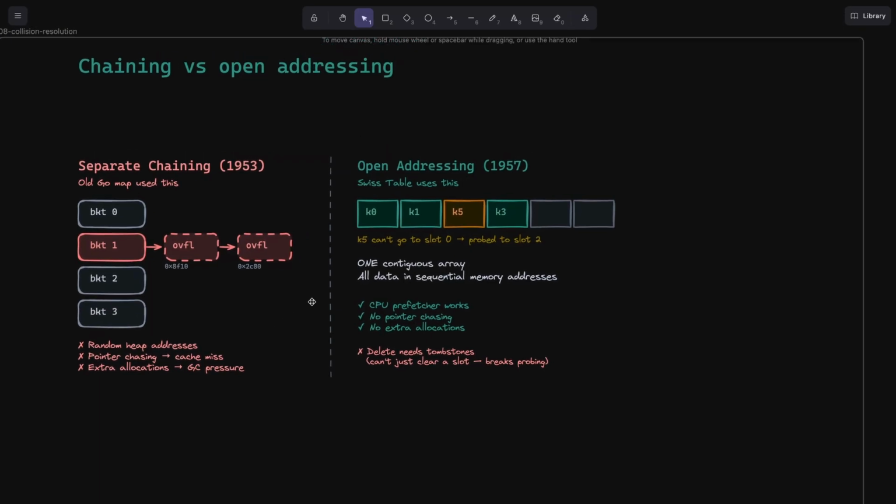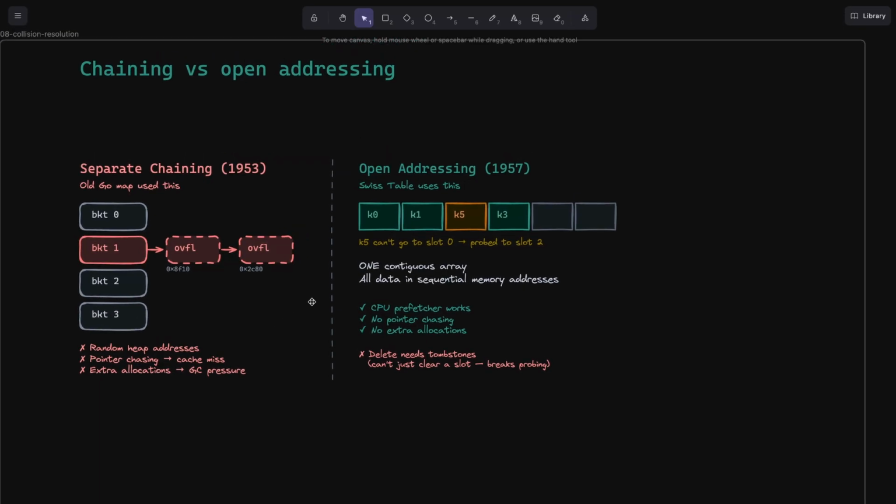The idea is beautifully simple. No linked lists, no overflow allocations, no pointers to chase. Every entry lives directly in one contiguous array. If 2 keys collide, you don't allocate anything. You just probe the next spot along until you find room. And contiguous memory is exactly what the CPU prefetcher loves. So right away, villain number 1, pointer chasing, is gone. But to kill the second villain, the sequential scan, we need to look closer at how a Swiss table is laid out.